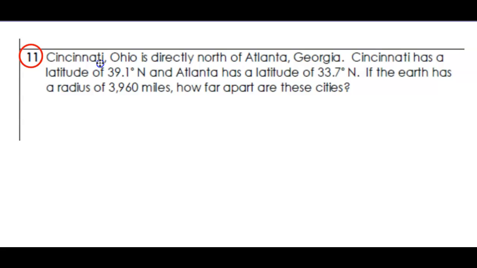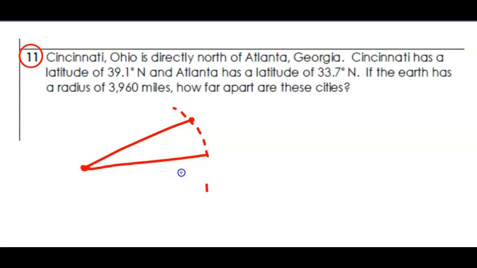I'm going to skip 10 and let you guys do that one. One more of these. It says we have 2 cities. Let's pretend this is the Earth here. This is the center of the Earth, okay? And on the edge of the Earth sit these 2 cities. One is at a latitude of 39.1 degrees, and one is at a latitude of 33.7 degrees.